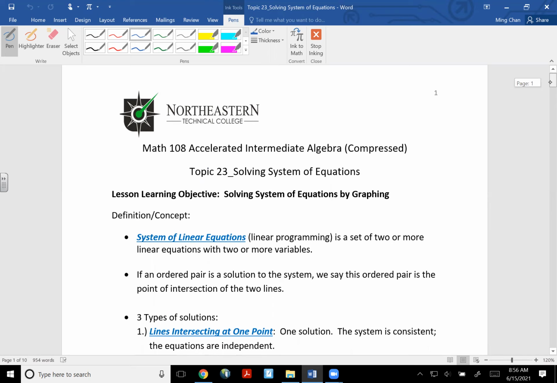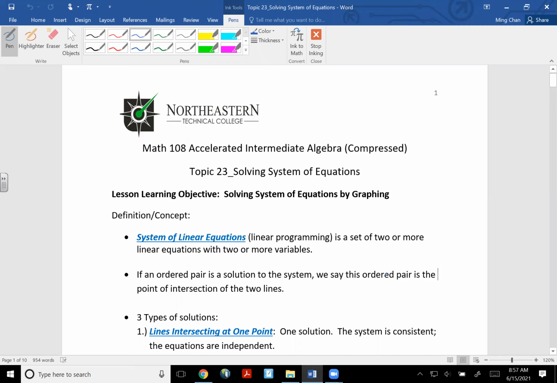All right. So the first way of solving a system of equations is by graphing. If an ordered pair is a solution to the entire system, the example I just showed you, we say that this ordered pair is the point of intersection of the two lines. So by graphing simply means we're going to graph two linear equations.